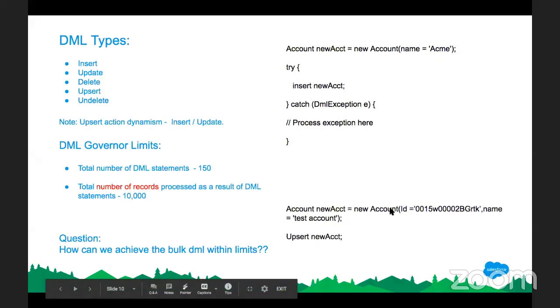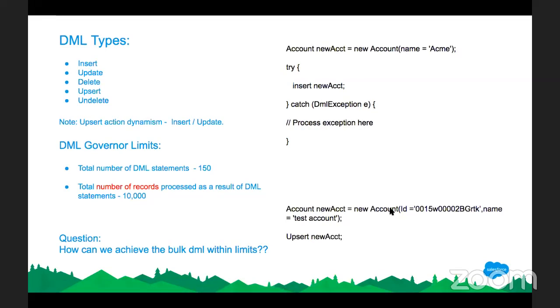Now we have governor limits on every DML action. Within one transaction, we can have only 150 DML statements. In this transaction, we have two DML statements. The number of records processed within a transaction is 10,000. Now imagine a situation where you want to insert 5,000 records within a couple of DML statements. Is it possible? Yes, it is possible.